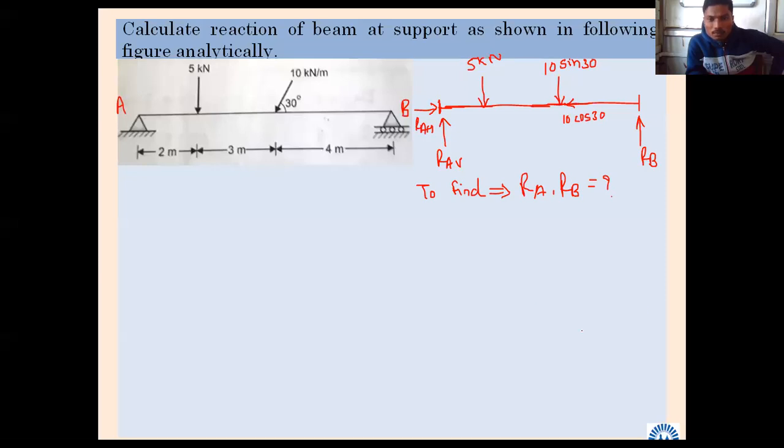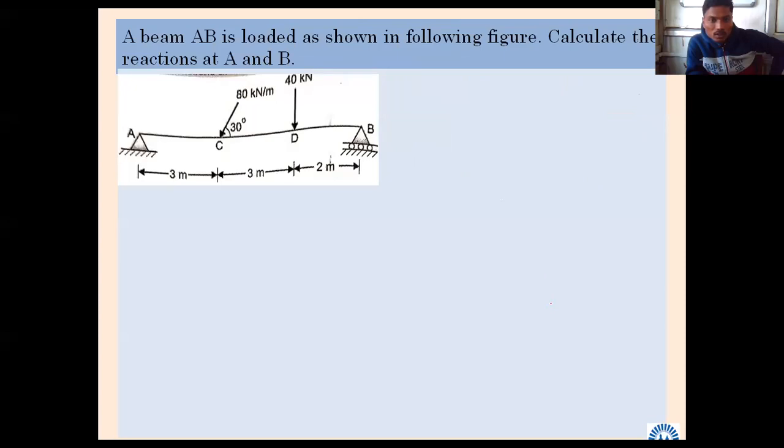Shall I give one more? Yes, sir. Just check this one also. Take this one also, similar. I will not explain this. This beam is again horizontal. While cropping and taking image from the book, it becomes something like this tilted one. But this one is also that. To find again RA and RB equal to how much?